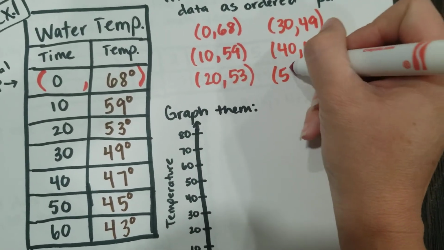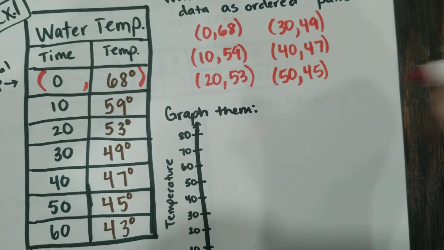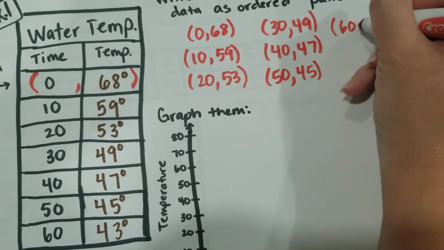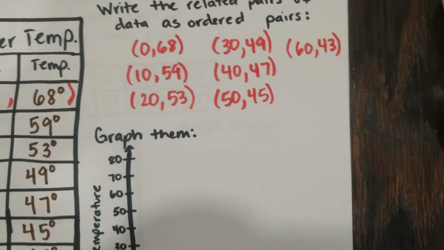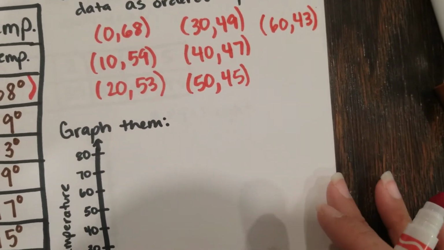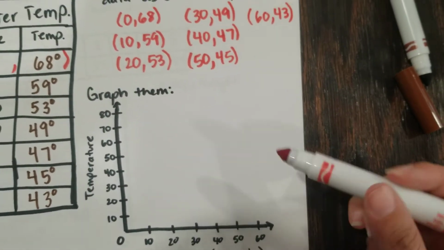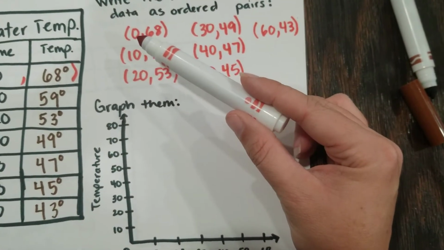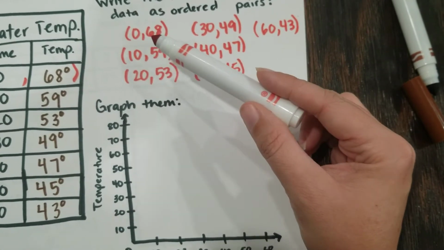And then 50, 45. And then our last ordered pair is 60 and 43. All right, so now we have 7 ordered pairs using our data. And the last step is to graph them onto our coordinate grid. So remember from the last lesson, the first number is our x-axis and the second number is our y-axis, or our x-coordinate and our y-coordinate.